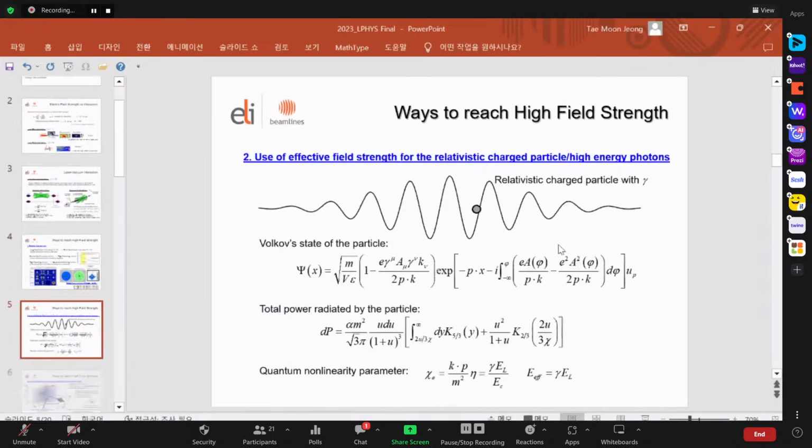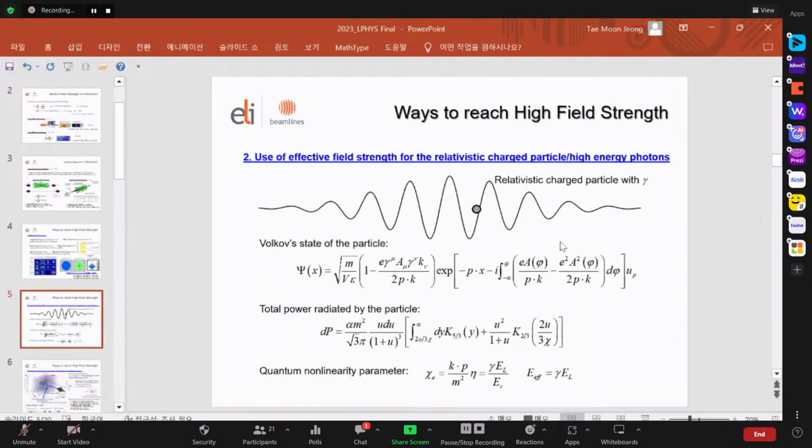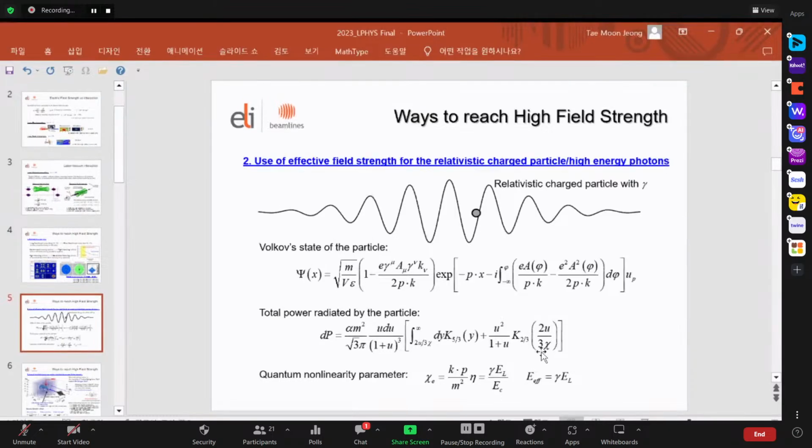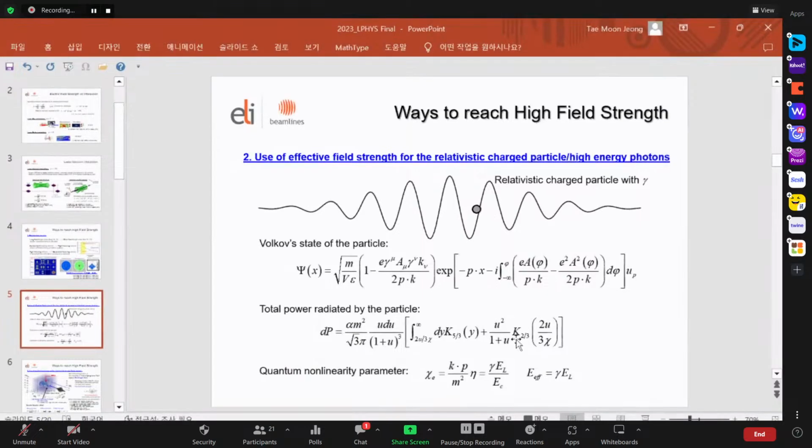The second thing is to use the relativistic charged particles or high energy photons. So if you consider the relativistic electron under the very strong electromagnetic radiation, the electron can be described by the Volkov state like here. And then the radiation power can be described by this formula. Here the K is the modified Bessel function. And then the parameter U is related to the energy splitting and also the angular distribution.